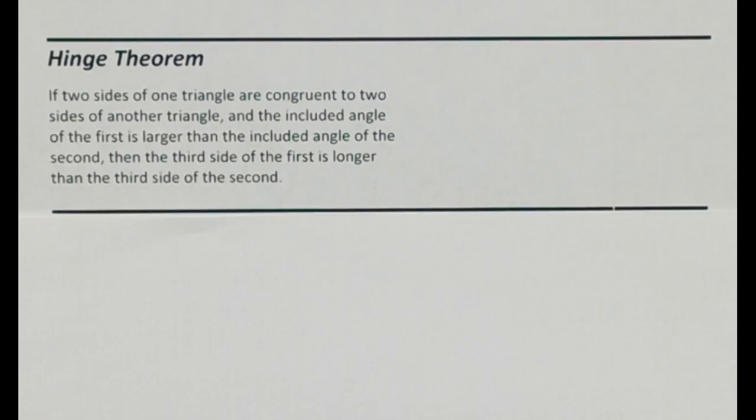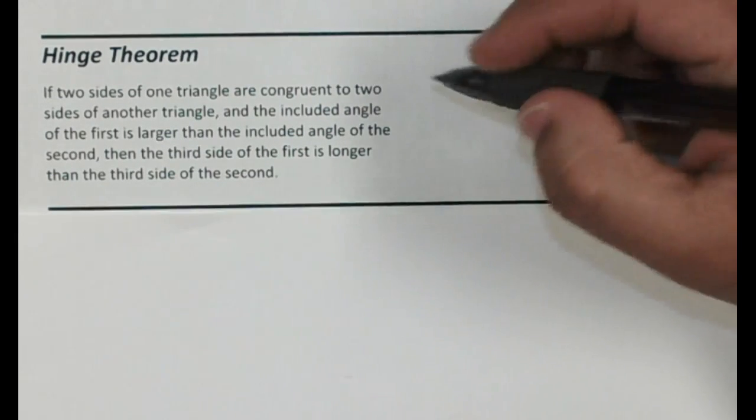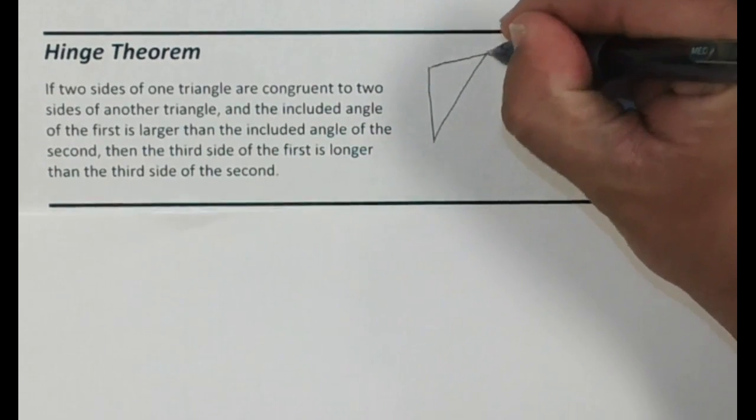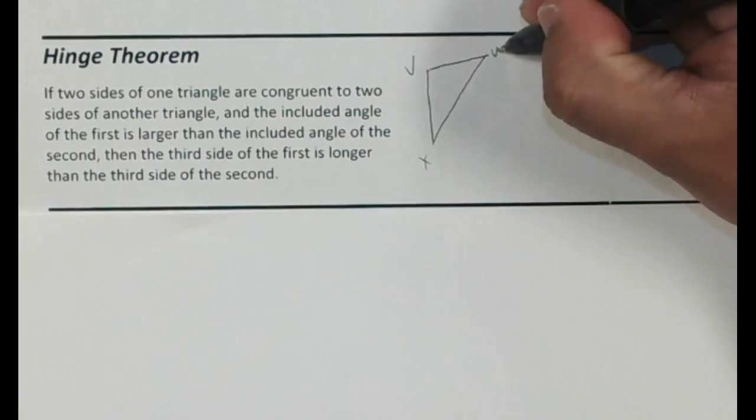Alright, so here is the Hinge Theorem, and it says if two sides of one triangle are congruent to two sides of another triangle, and the included angle of the first is larger than the included angle of the second triangle, that means that the third side of the first triangle is longer than the third side of the second triangle. And basically, let's draw this out so that you can see what I'm talking about. And it should be kind of common sense, I think. I hope. So let's say I have this triangle here, and we'll call this first triangle VXW.